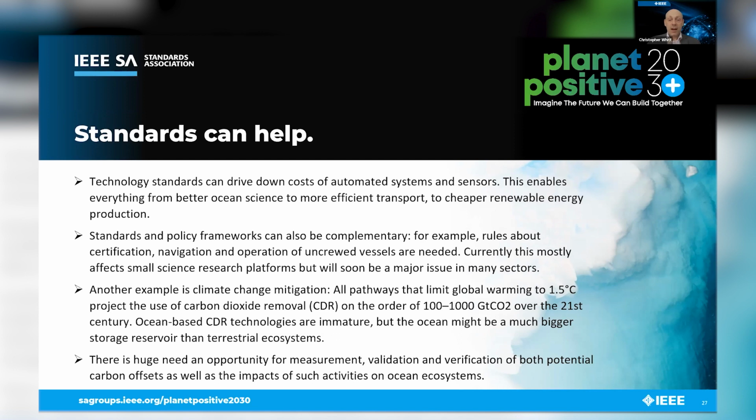And ocean-based CDR technologies are pretty immature, but as I mentioned earlier, being the largest sink of carbon in the ecosystem by a wide margin suggests that the ocean might be a really good part of the solution. But there's a huge need for measurement and validation and verification of the technologies and the impacts of using those technologies and where they get placed and how they get regulated. So, it's a challenge, but it's also a huge opportunity.